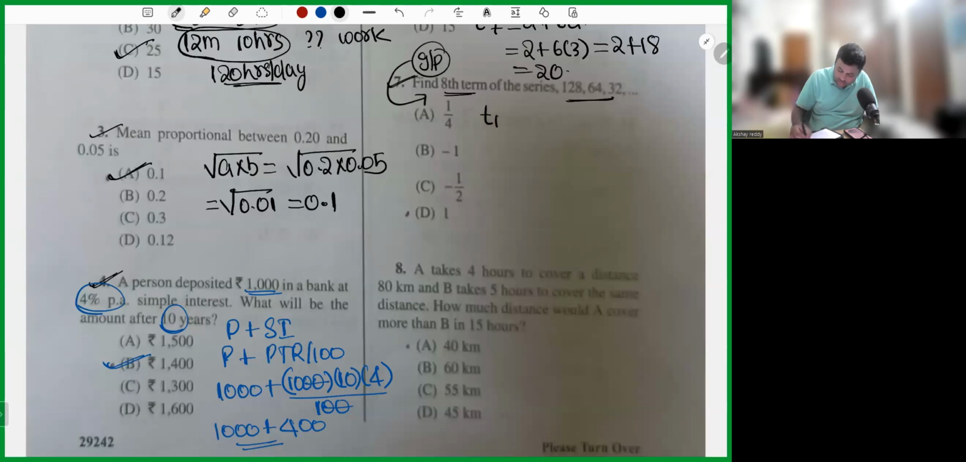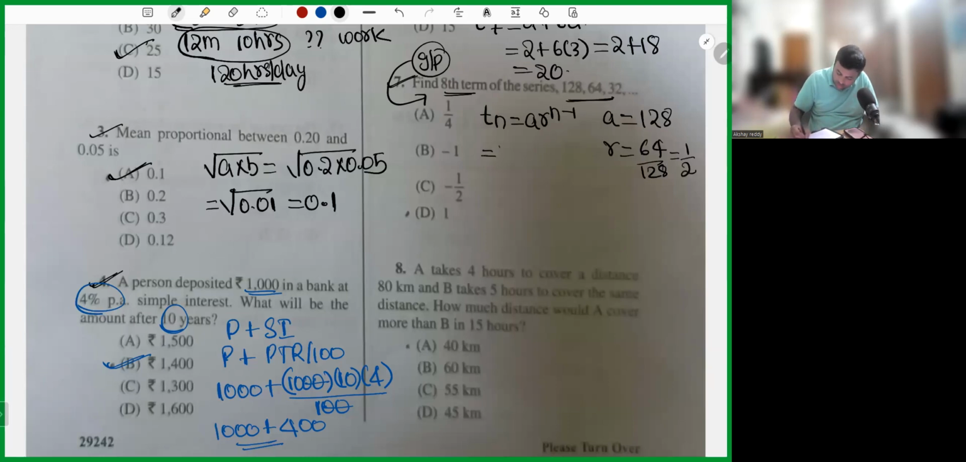What is the formula for Tn in GP? A into R power n minus 1. So here A, the first term, is 128. How will you calculate the common ratio in GP? Second term divided by first term. 64 by 128, that is 1 by 2.